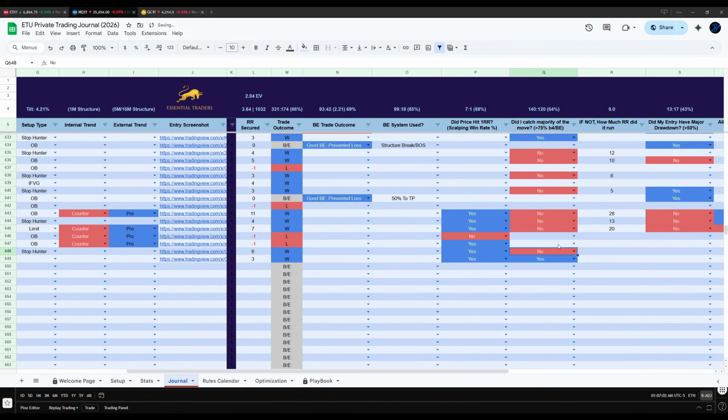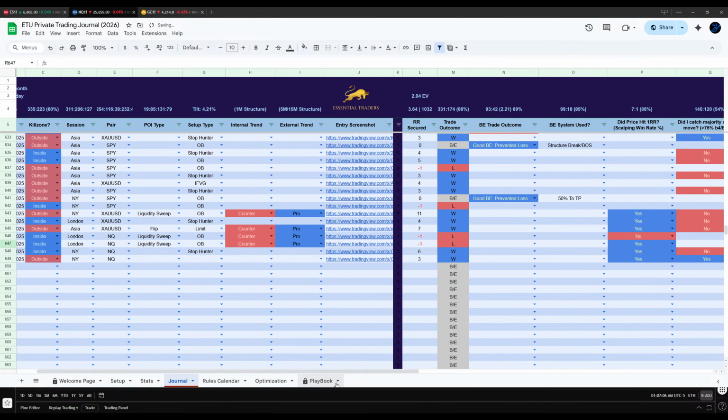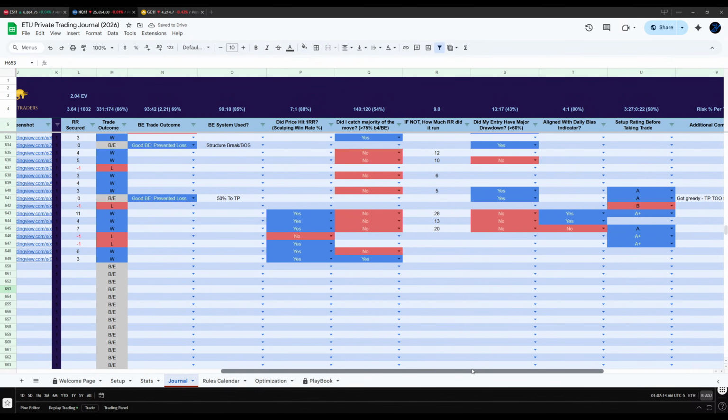You know what? I'm too indecisive. Screw it. I'm bringing this back. All right. Okay. Made a drawdown. This would be yes. The second trade was close to yes.